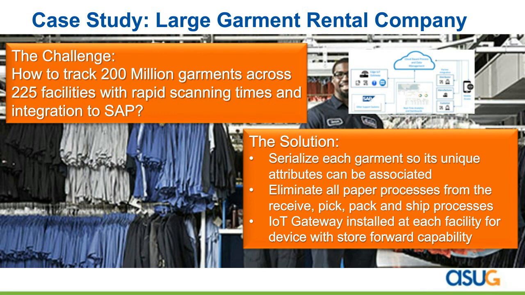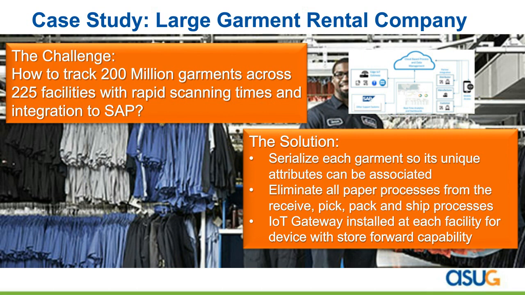But then they had all of these serialized items in their garments across 225 facilities, around 200 million garments that needed to be tracked. And we needed to be able to do all of this with very rapid integration into SAP and very rapid scanning times. So because of the business model that they had, we needed to be able to support 1/4 second response time or faster for each scan that went into the system.